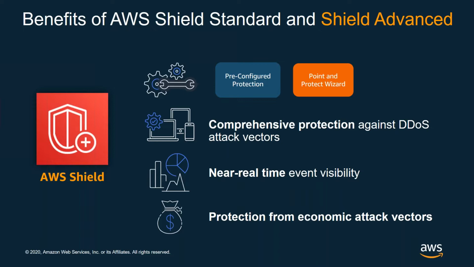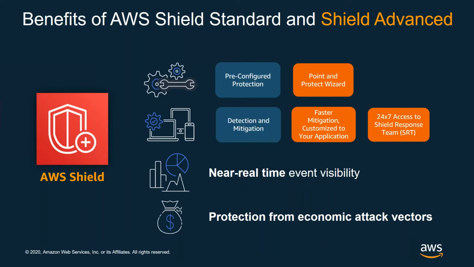So for example, Shield Standard is a pre-configured protection. You don't have to do anything for it. With Shield Advanced, you can go a little bit further and have a point and protect wizard to identify additional specific resources that you want us to pay extra attention to. With Shield Standard, you do have detection and mitigation of different types of threats, but with Shield Advanced, you can get faster mitigation that is also customized to the types of attacks that your application might be more vulnerable to, either due to the nature of the architecture or to the nature of the business itself.